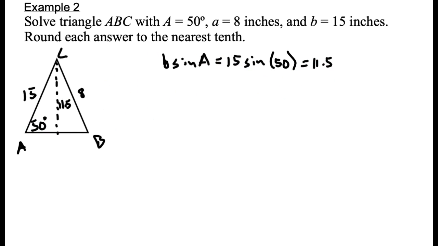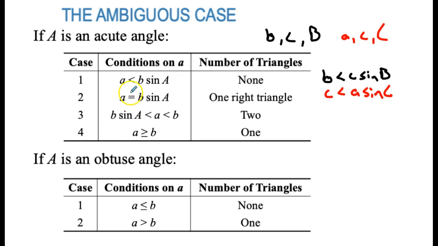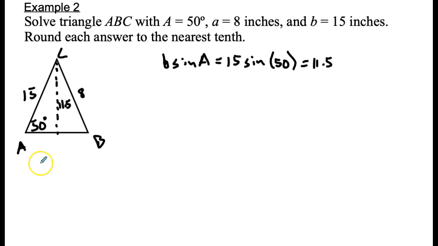So if this is the case, and remember we can just refer back to our chart, right? If A is less than B times the sine of A, no triangles are created, okay? We can just say no solutions, and that's the end of the problem, all right? If we realize that there are no triangles, we're done, all right?